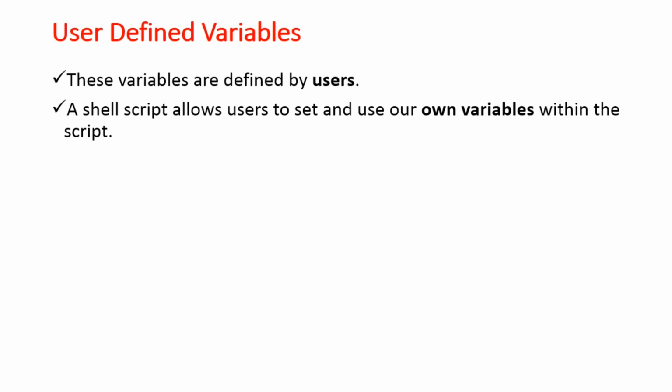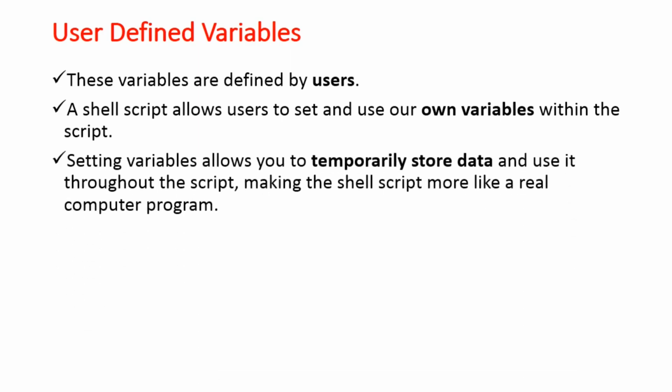A shell script allows the user to set and use their own variables within the script. Based on their requirement, a user or programmer can define their own variables. Setting variables allows the users to temporarily store the data. So all the user-defined variables are temporarily storing the data and making the shell script more like a real computer program.